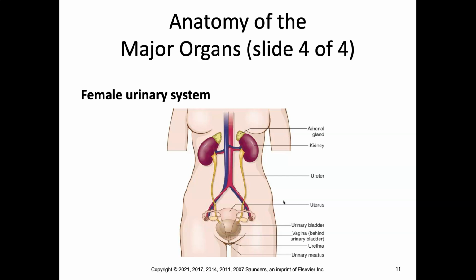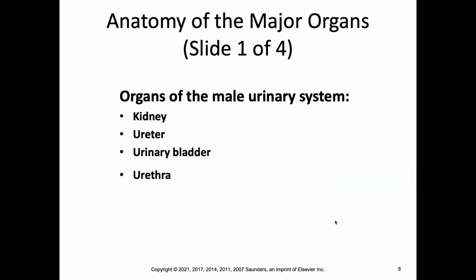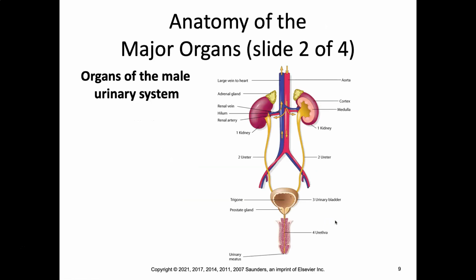So you can see in the female, you've got your kidneys here, and you've got your little adrenal glands perched on top. You have two ureters, one with each kidney. They come down here to the urinary bladder, which hides right here behind the vagina in a female. And in that urinary bladder, you have one little urethra here at the bottom that leads to the external orifice of the body. All right, so again, the same organs, just expressed differently.